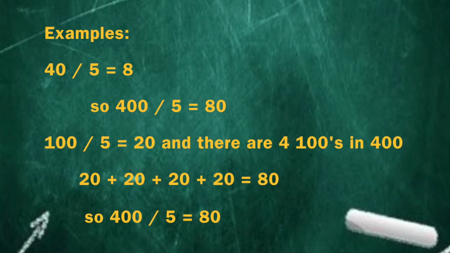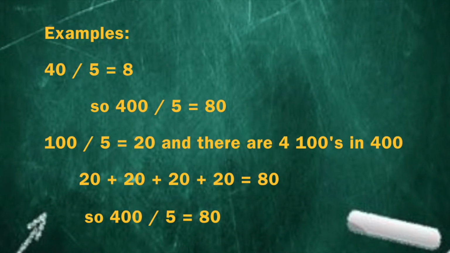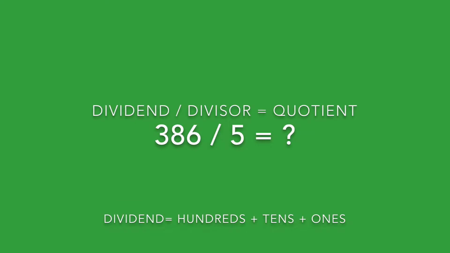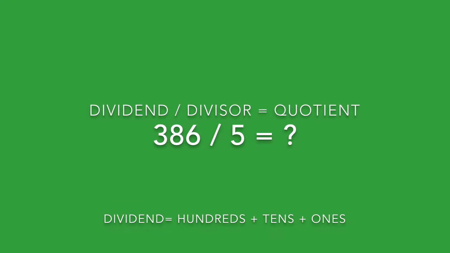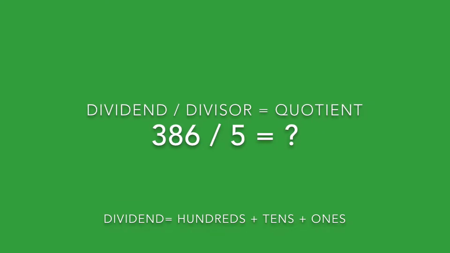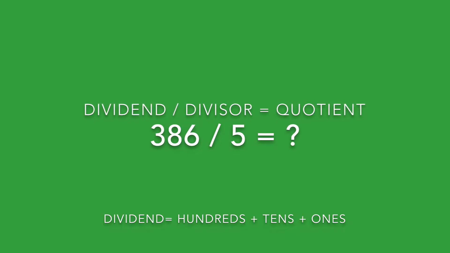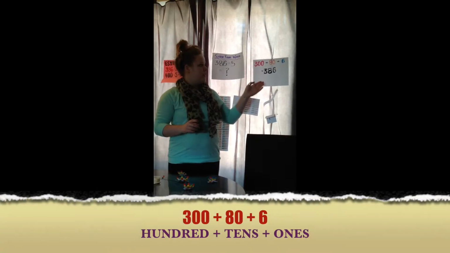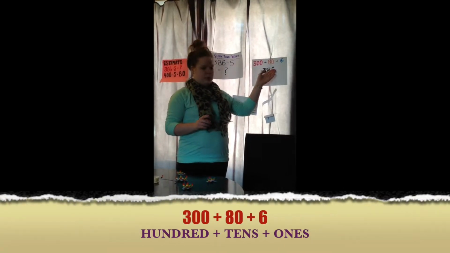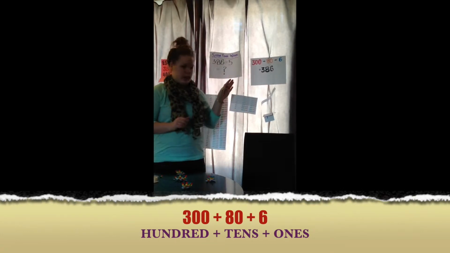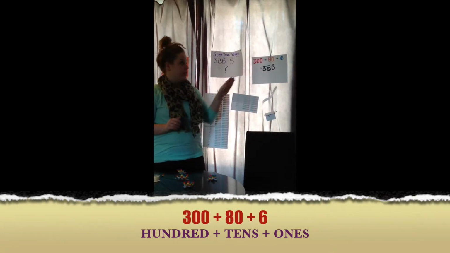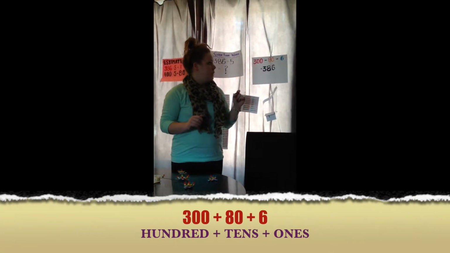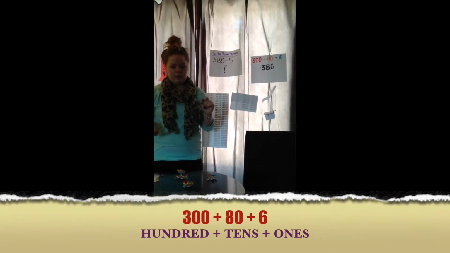You can break this down in many ways and kids will break it down in any way to figure it out. So in order to solve the division problem 386 divided by 5, I find it very helpful to break down the dividend into hundreds, tens, and ones. So I have shown here how to divide 386 into 300 plus 80 plus 6. This way the kids can apply the divisor to each separate place value and it will be easier for them to visualize and to answer.